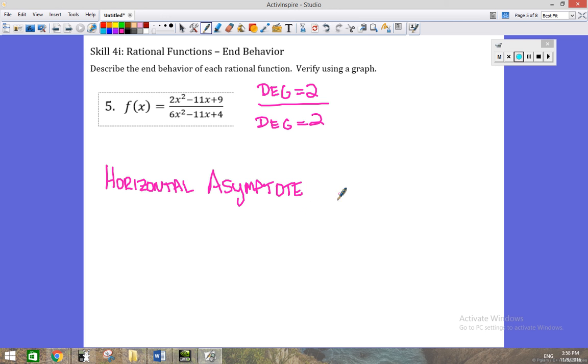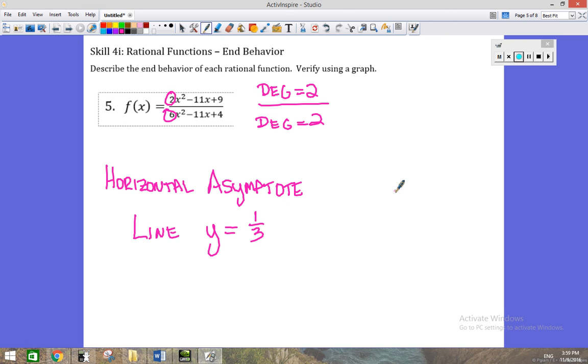We want to give it as an equation, and horizontal, it's y equals. Well, when the degrees are equal, we take the ratio of the leading coefficients and we write our fraction in lowest terms. 2 divided by 6, 2 over 6 reduces to 1/3.